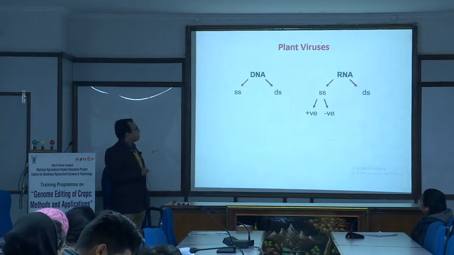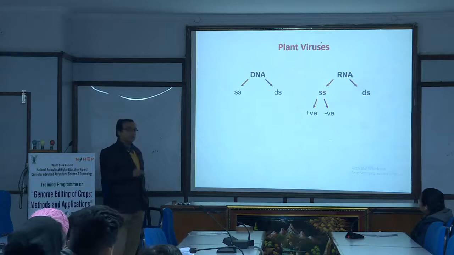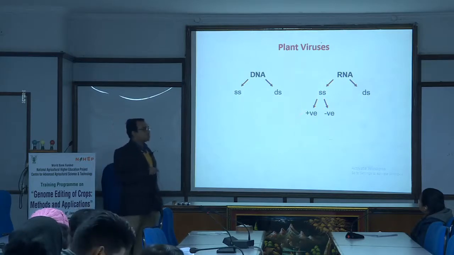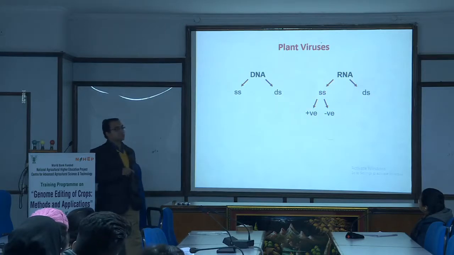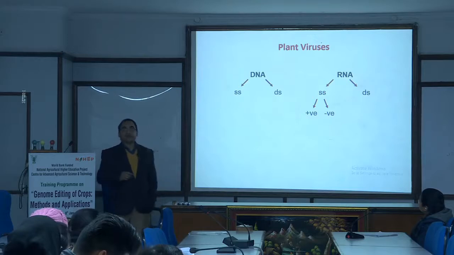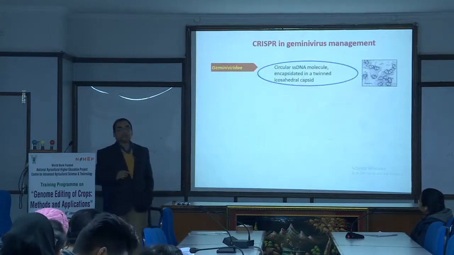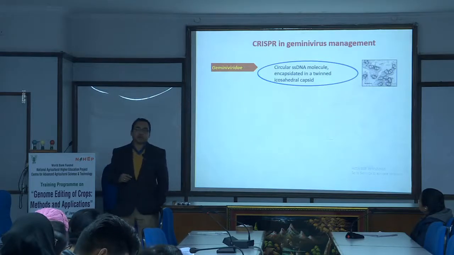As I am telling you, DNA and RNA viruses both have single stranded and double stranded types. In case of RNA, the single stranded RNA viruses are again divided into two types, positive sense single stranded RNA and negative sense single stranded RNA. So, these are the broad range classification of the plant viruses. Among these viruses, the first target for genome editing was initiated with the single stranded DNA viruses.